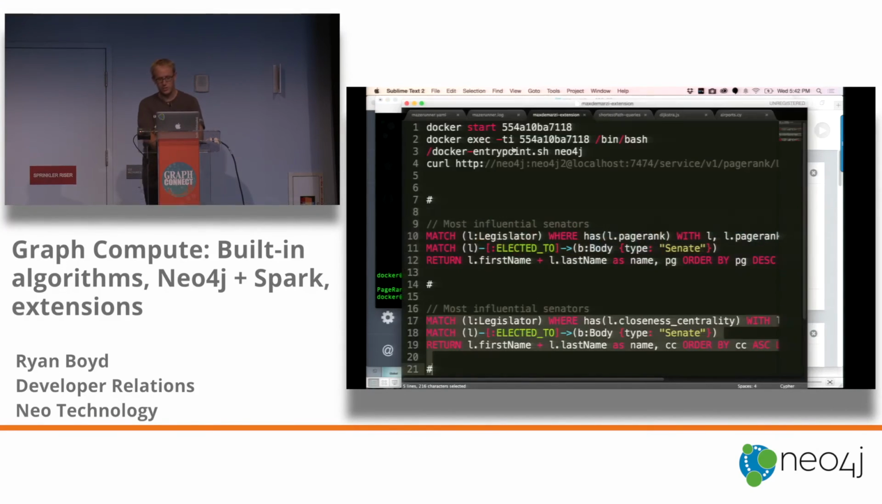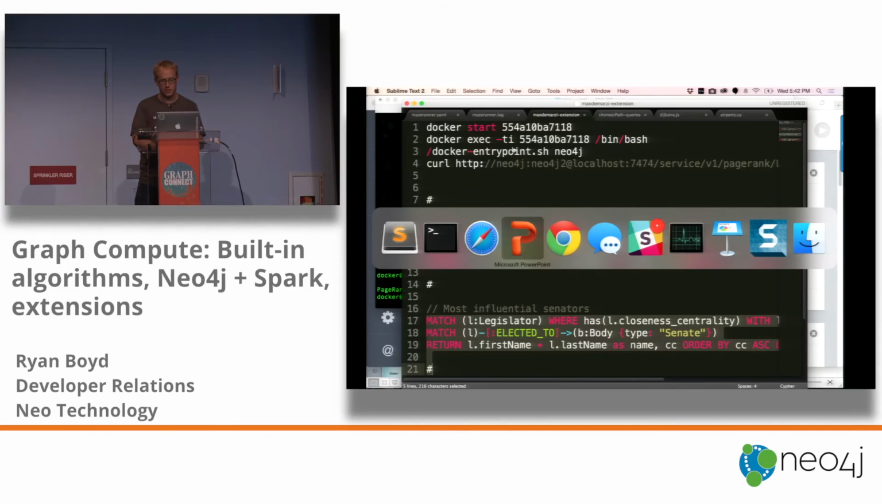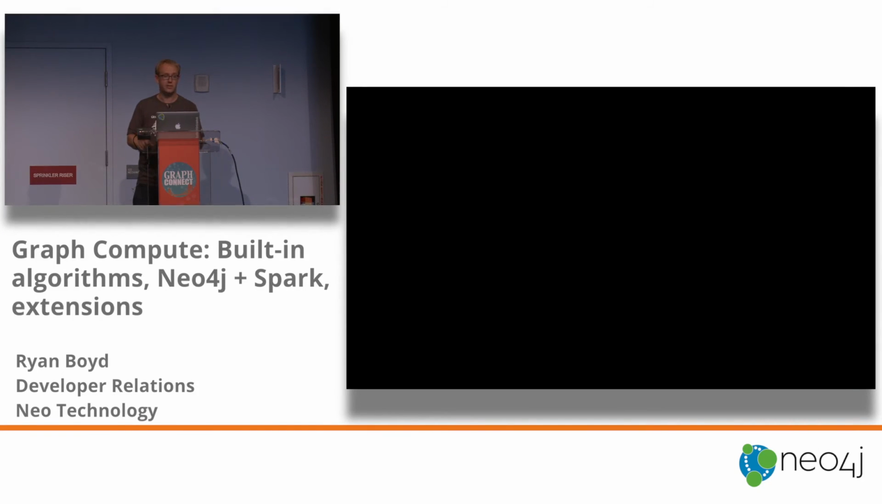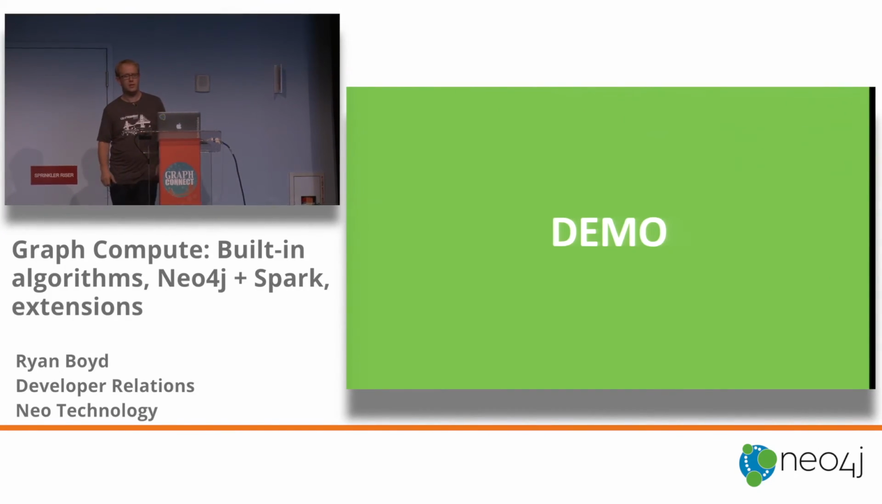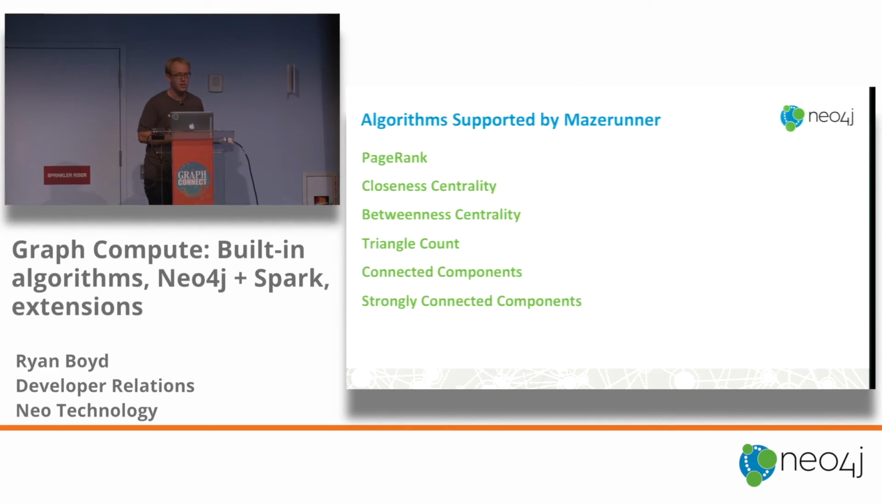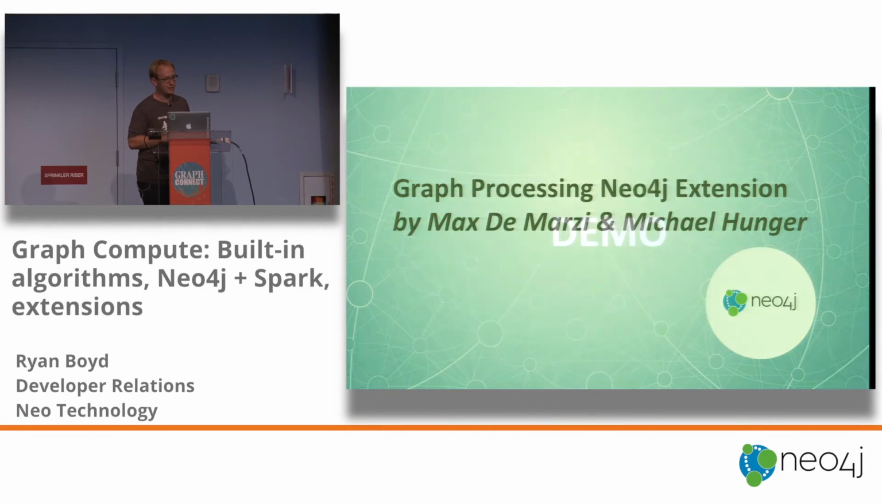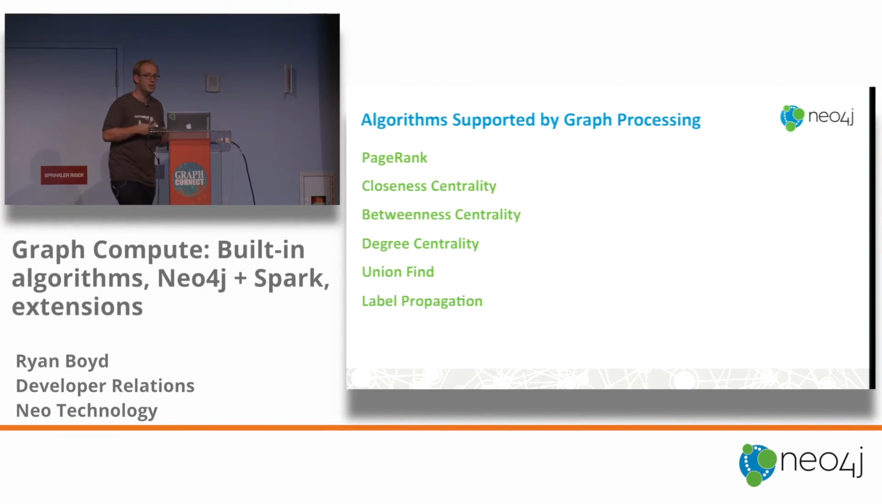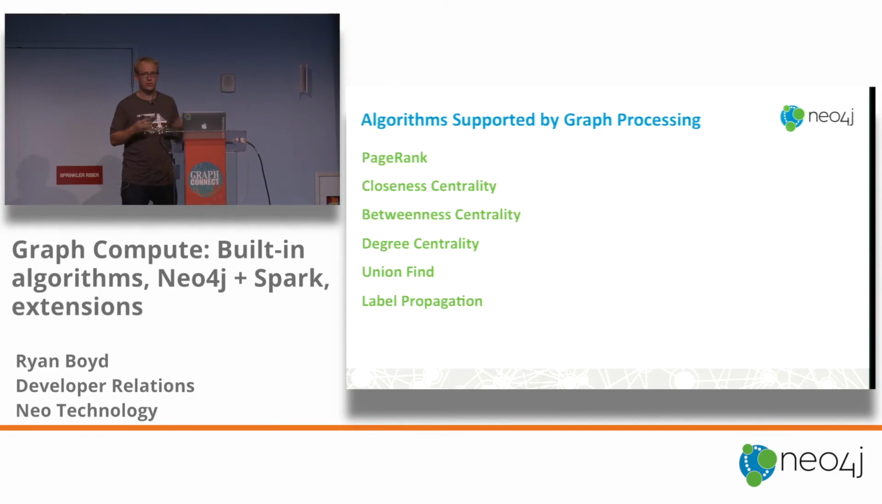Not going to show you that here, but the closeness centrality algorithm basically produces how close is a node to all the other nodes in the graph, and that's something that's easily done by these extensions as well. And there's betweenness centrality and a few other things as well. So a lot of different algorithms that you can use within Maze Runner, and the graph processing extension has a similar set of algorithms, although it's not 100% overlap. So there are a variety of different algorithms.